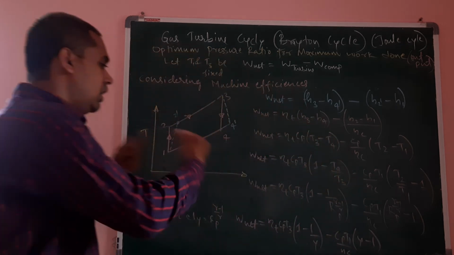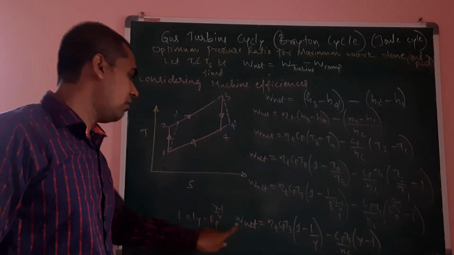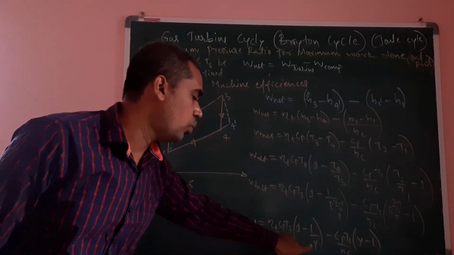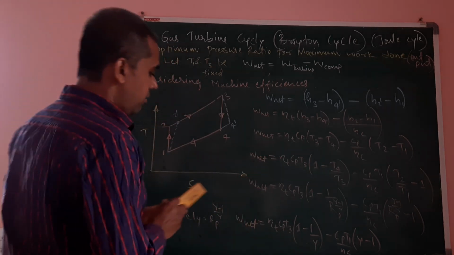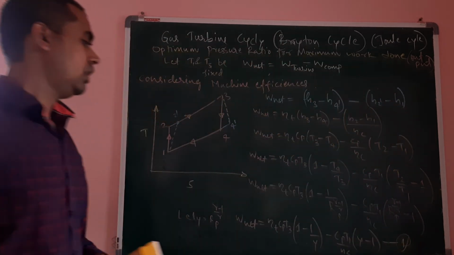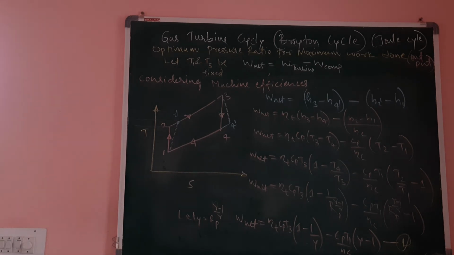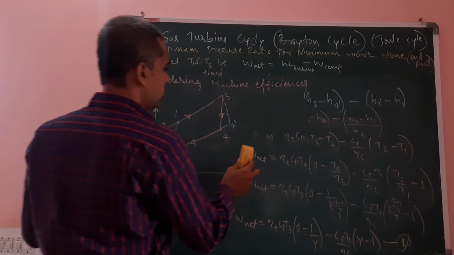Now I will differentiate to get the optimum pressure ratio, that is Rp. I will differentiate this equation with respect to y and equate it to 0, and I will get the Rp value. I will call this equation number 1. Now, differentiating equation 1 with respect to y and equating to 0.